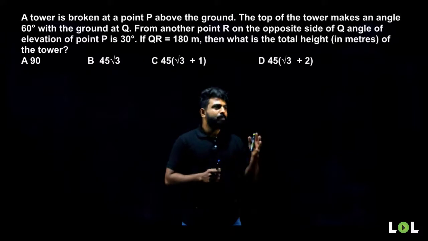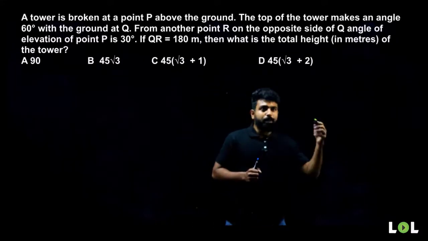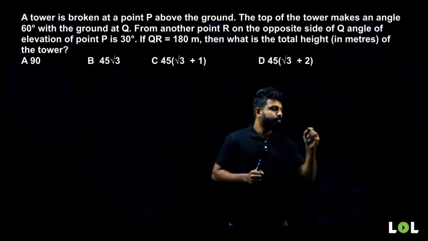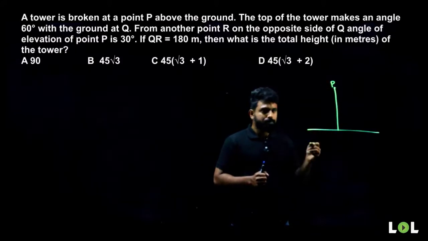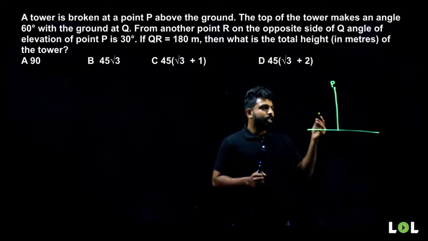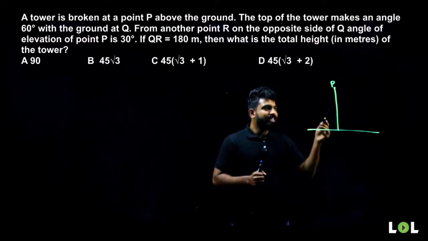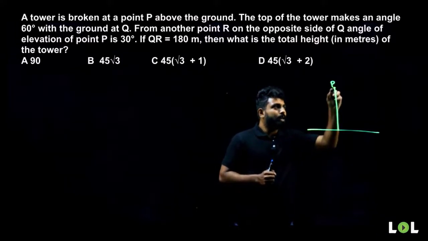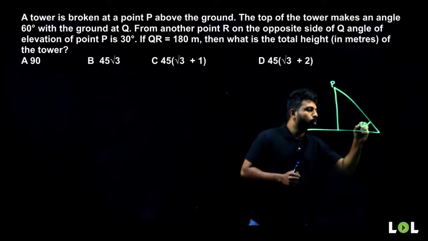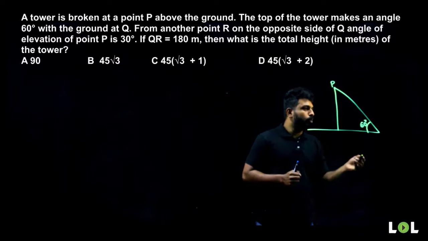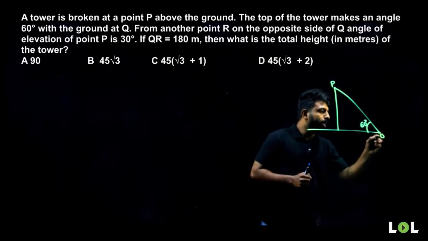So let's look at the last question for the day. What does it say? A tower is broken at a point P above the ground. So let me quickly represent it in the form of a diagram here. So the tower here is broken at a point P above the ground. Next, what they're telling is the top of the tower makes an angle of 60 degrees with the ground, meaning the tower has fallen down and it is making an angle of 60 degrees with the ground at a point Q. So this will be my point Q.